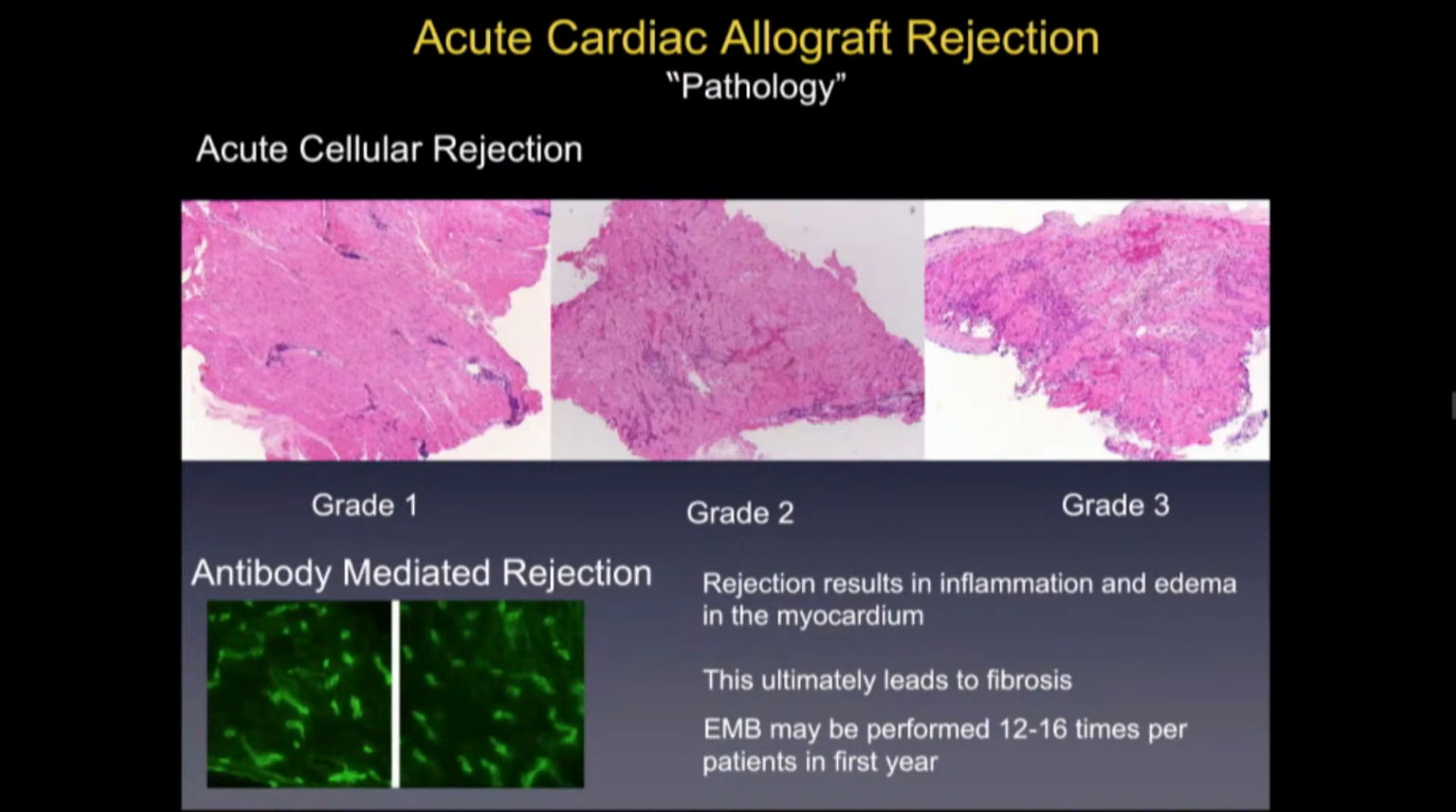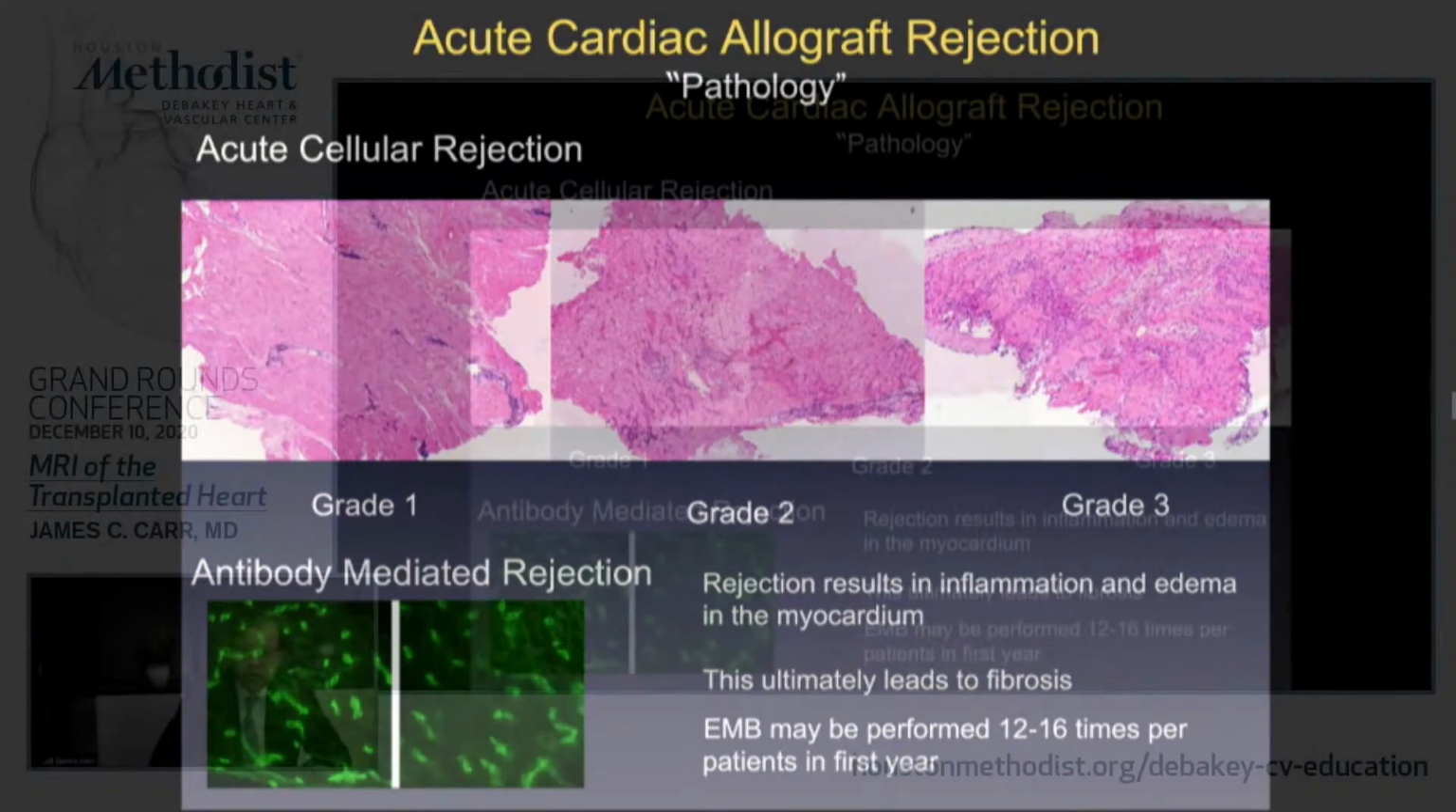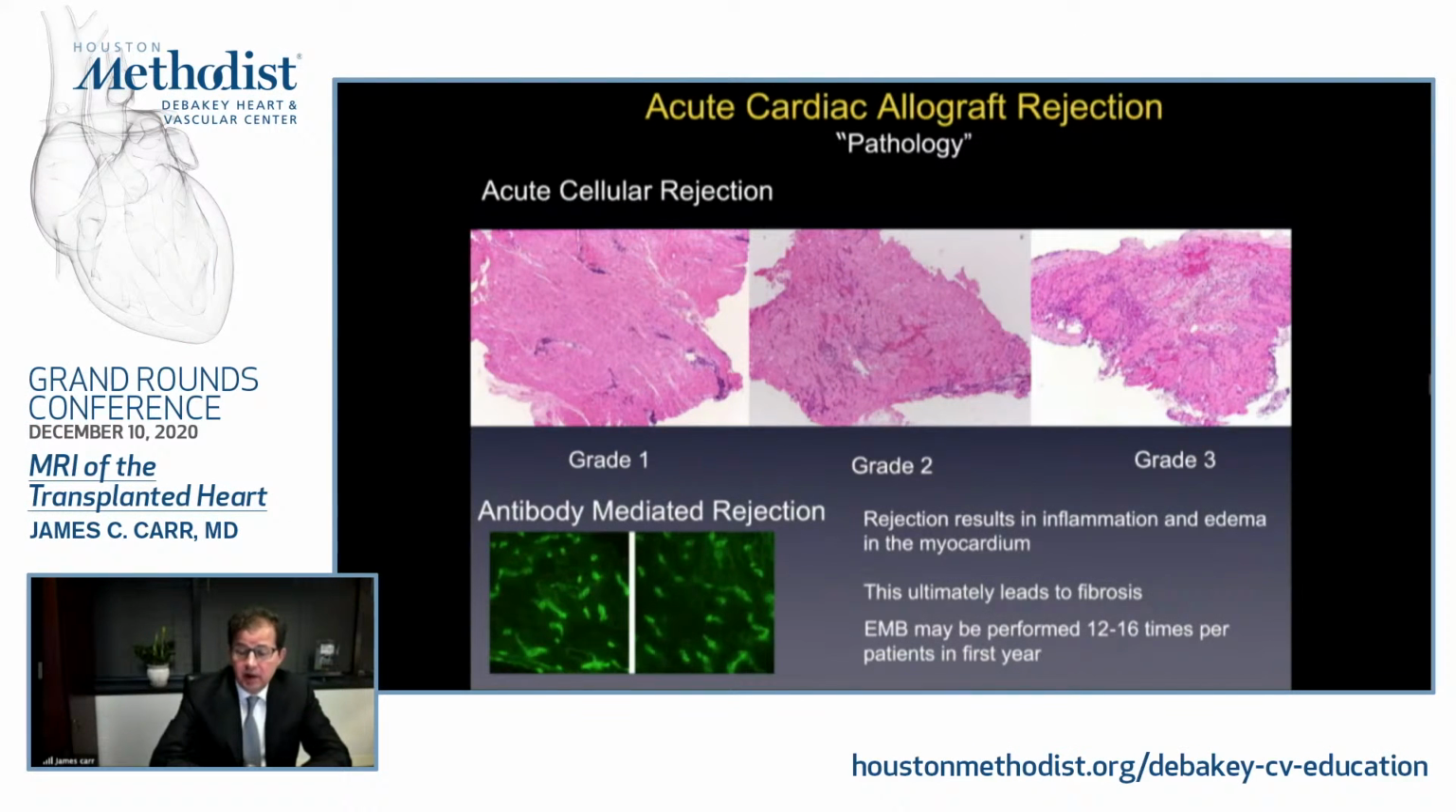Rejection results in inflammation and edema in the myocardium, and with repeated episodes this can ultimately lead to fibrosis, which may ultimately lead to left ventricular dysfunction and heart failure. And in order to evaluate this, endomyocardial biopsy, which is the gold standard and is still considered the conventional way of evaluating for this complication, may be performed 12 to 16 times in each patient in the first year. So quite significant invasive testing for these patients.